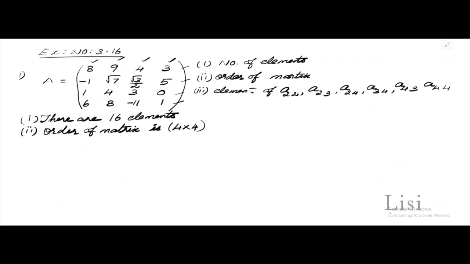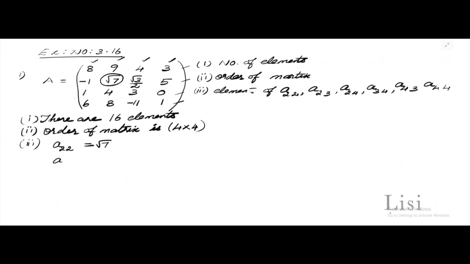And next, what is the element in the position A22? Second row, second column, right? So this will be your answer. That is second row and second column. So your answer is root 7.